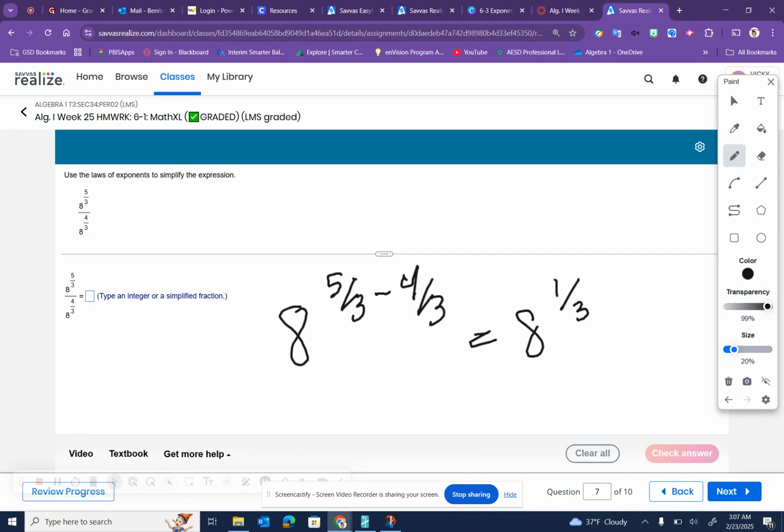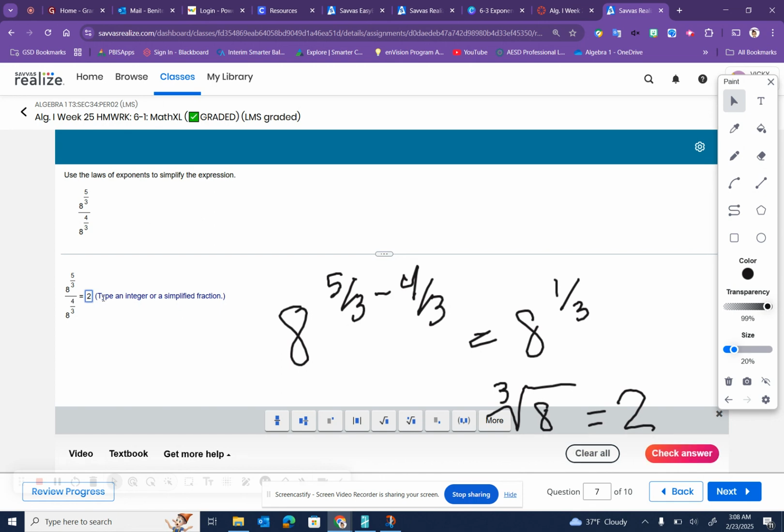We know that 1/3 is another way to say cube root. So then we're looking for the cube root of 8. 8 happens to be a perfect cube, and 2 times 2 times 2 is 8. So the cube root of 8 gives us 2. So this one simplifies to just a value.